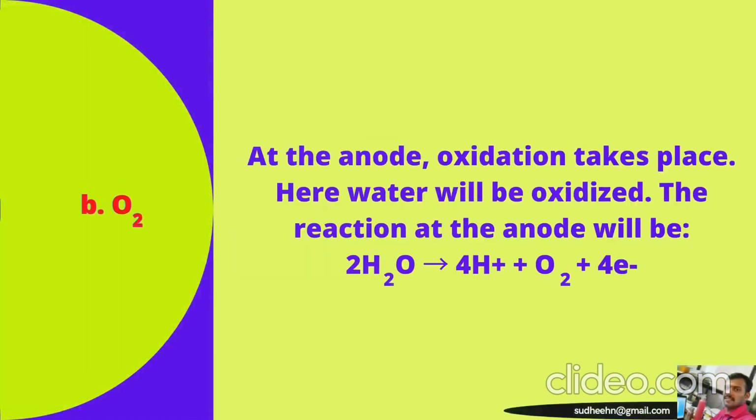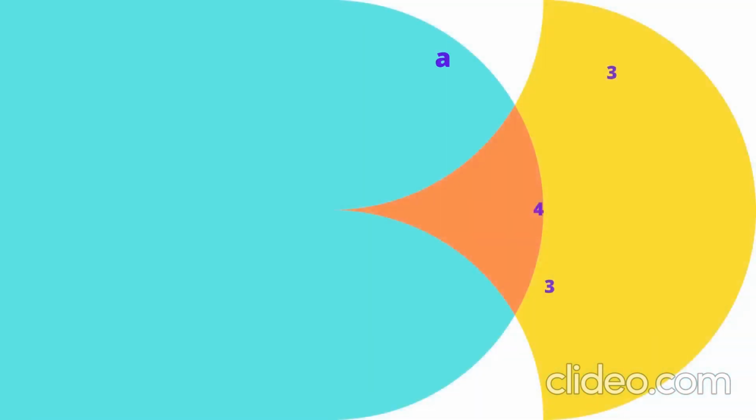And the right answer is option B, that is oxygen, because at the anode oxidation takes place. Here water will be oxidized. The reaction at the anode will be 2H2O, under oxidation, it gives 4H+ plus O2 plus 4 electrons. And the right option is option B, that is O2.